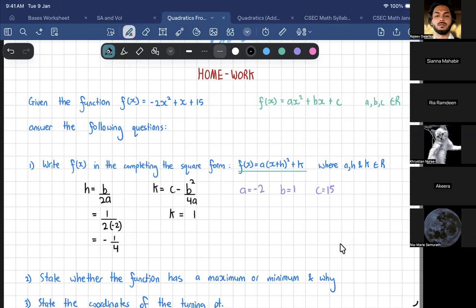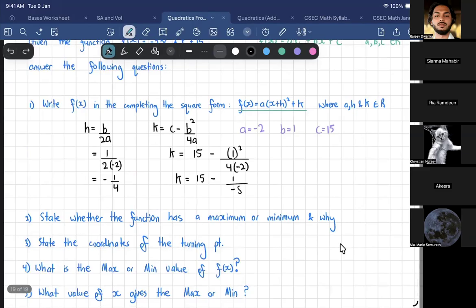So we know that c is 15. Then minus b squared. We know that b is 1, so 1 squared, all over 4 times a. We know that a is negative 2. So k is going to be equal to 15 minus 1 squared, 1 times 1 is 1, all over 4 times minus 2. What's 4 times minus 2? Minus 8.